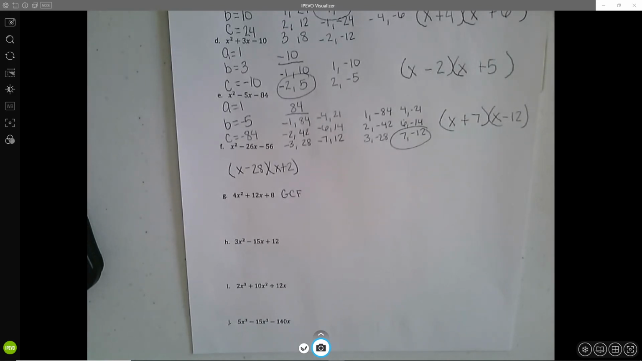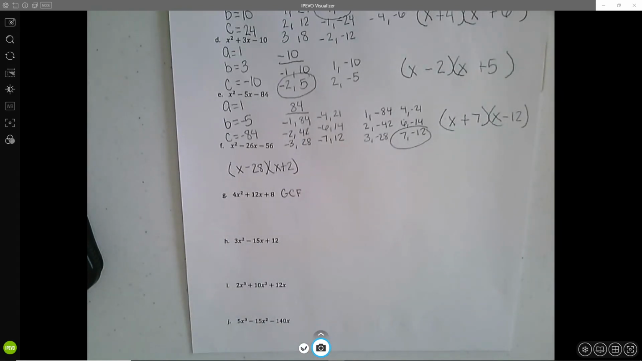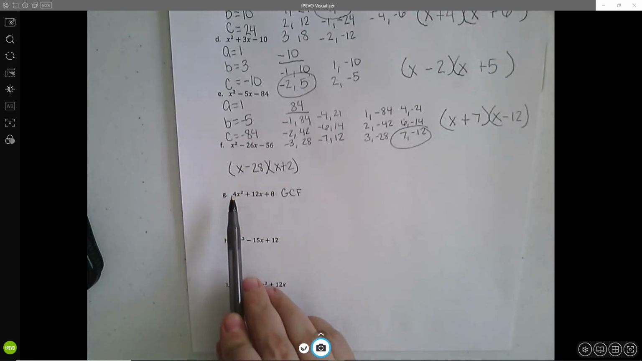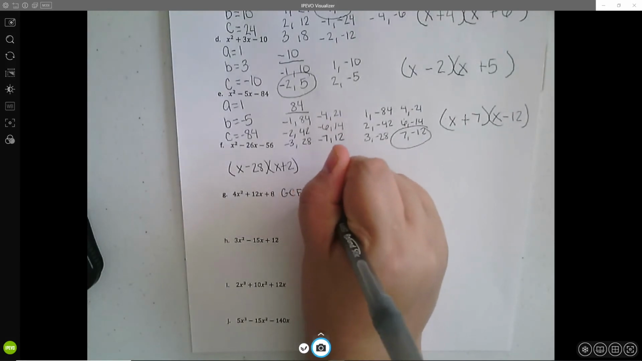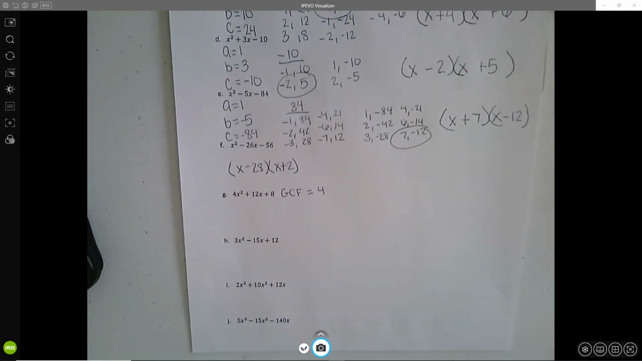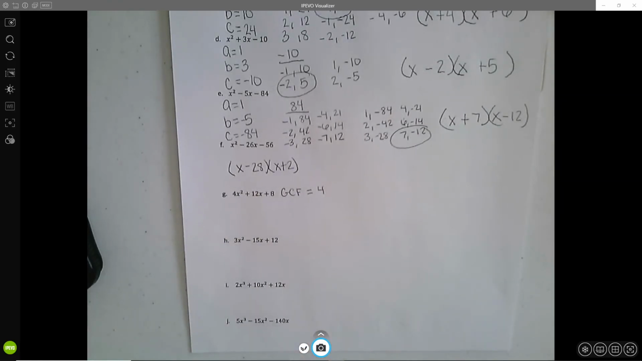Okay, the easiest way to check for a number GCF is to look and see if the number in front of your highest exponent with your variable, which in this case is x squared, can be divided out of everything. 4 can be divided out of itself, 12 and 8. 4 is my GCF. Now, I don't have any variable because not all of these have an x.